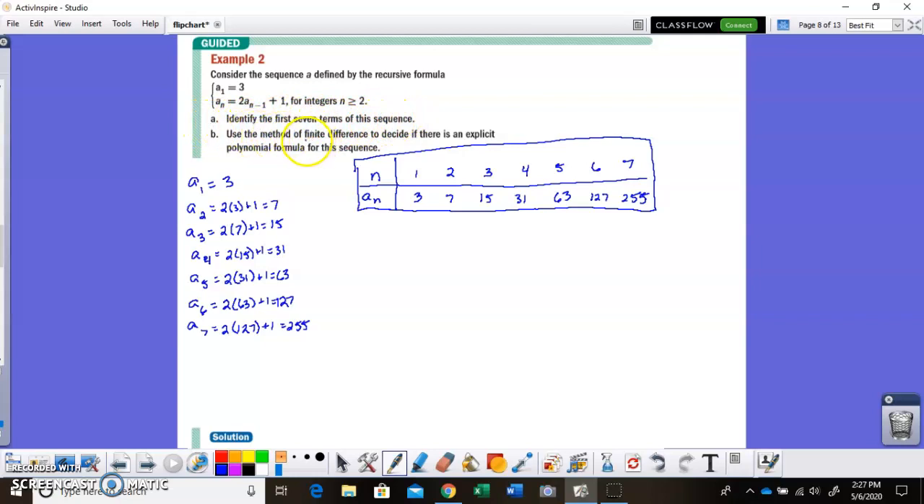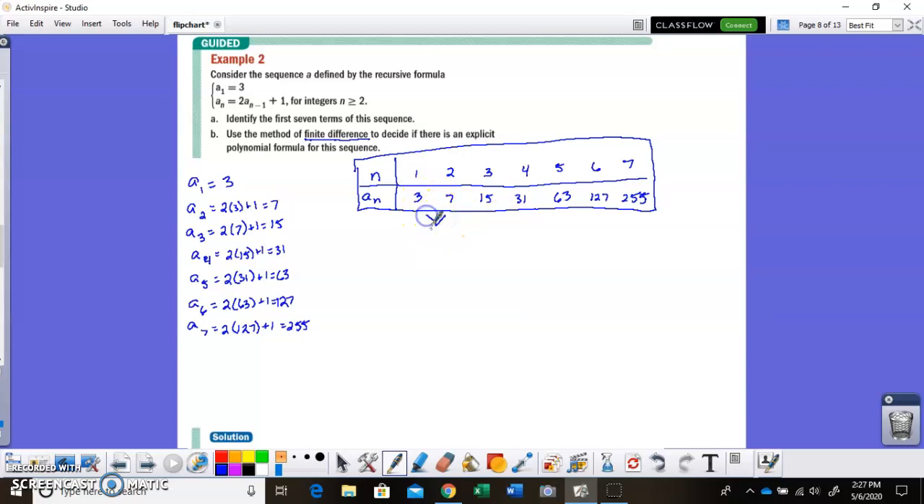Now we're going to use the method of finite differences, which we just picked up, to decide if there is a formula, a polynomial function, for this sequence. If I'm looking at 7 terms, that means I can go down to the 5th line of differences, and if I don't find any constant number there, then it can't be described as a polynomial function. So let's go ahead and do the first line of differences.